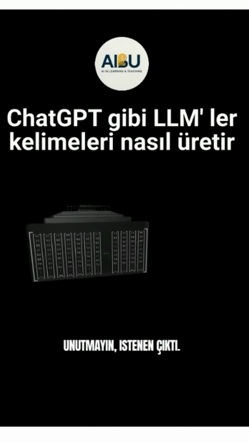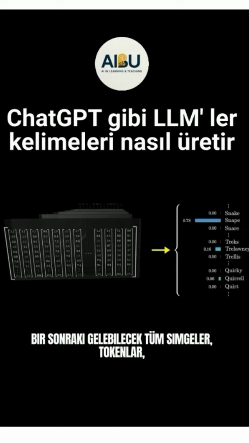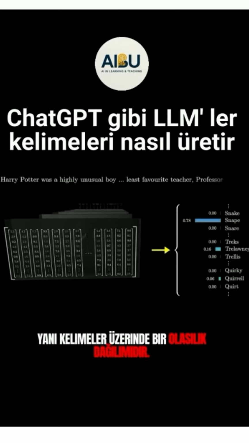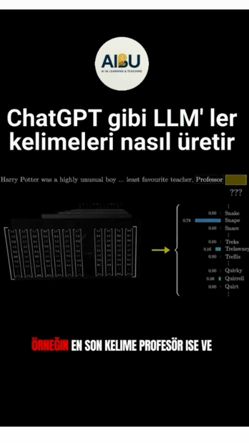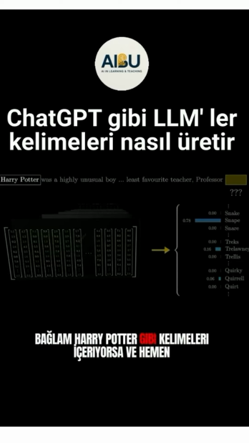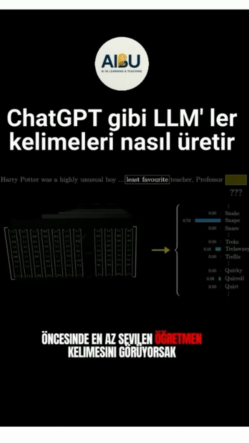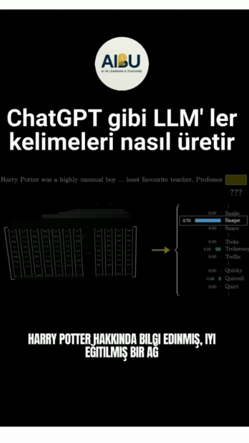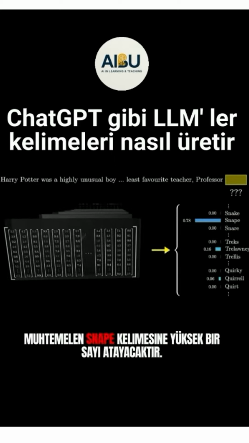Remember, the desired output is a probability distribution over all tokens that might come next. For example, if the very last word is professor, and the context includes words like Harry Potter, and immediately preceding we see least favorite teacher, then a well-trained network that had built up knowledge of Harry Potter would presumably assign a high number to the word Snape.